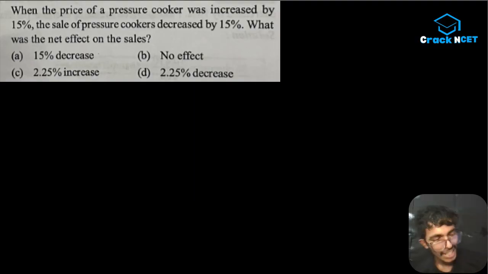So over here, what you have to do is you just have to note down an equation. Okay? What is given over here? When the price of a pressure cooker was increased, there is a pressure cooker. Pressure cooker का rate price increase किया. कितना increase किया? 15% increase किया है. So इसी वजह से the sale of the pressure cooker decreased by 15%. Sale कम हुआ है. What was the net effect on the sale? क्या है net effect on the sale?